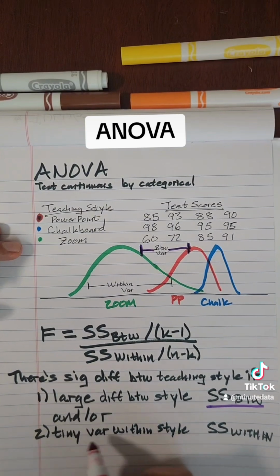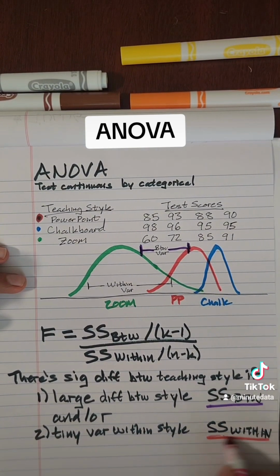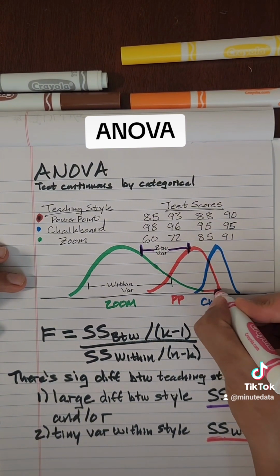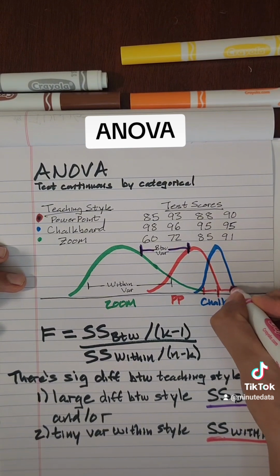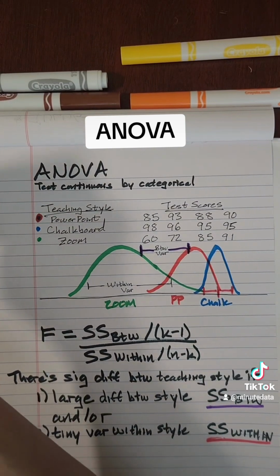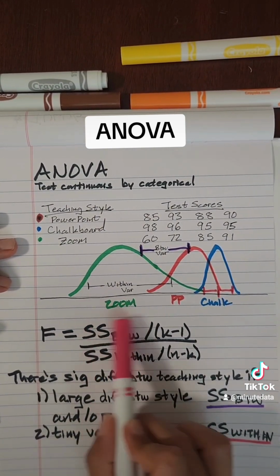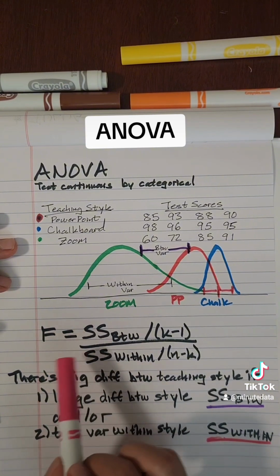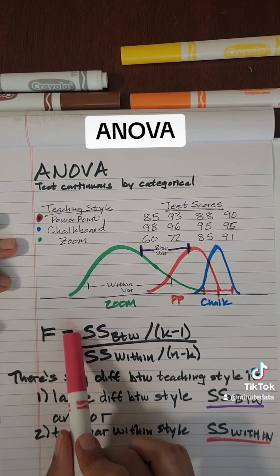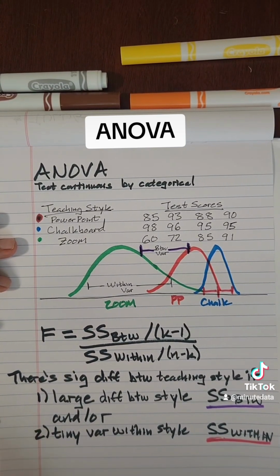And or there's tiny variance within a style. So within the style, we could say like the chalkboard folks, for example, there isn't that much difference. Within chalkboard folks, they tend to be very concentrated around here. And as you see, you have a lot of between variance that'll make the F statistic higher. Same thing when you have the small within variance, that'll make the statistic higher as well. And then higher F statistic is more evidence for statistical significance.